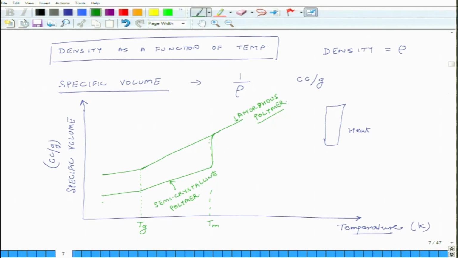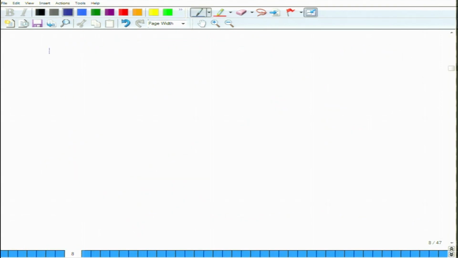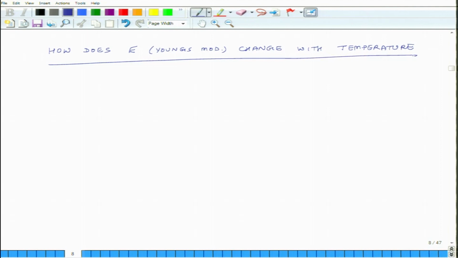Next, what we will look at is how E changes with temperature. So what is E? Young's modulus. How does E change with temperature? This is important to understand.